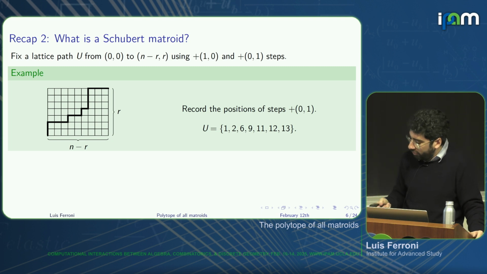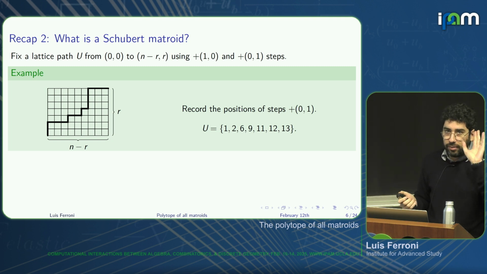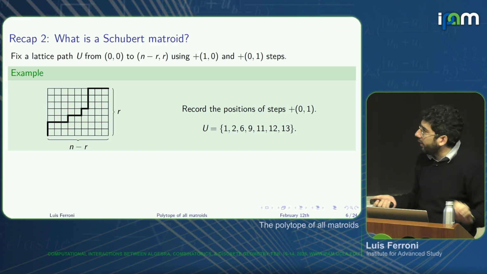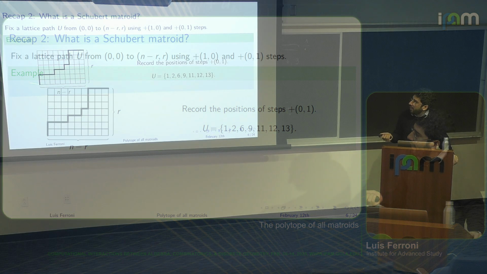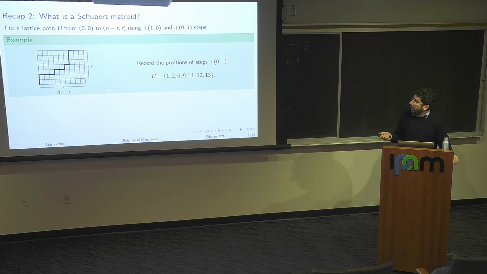Or one of the many definitions that you can use is using lattice paths. So let me consider, as usual, the size of my matrix is n and the rank is r. Let me consider paths that go from (0, 0) to (n minus r, r). So I will consider northeast lattice paths.